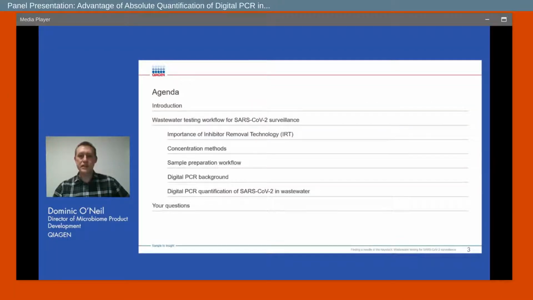So on our agenda for today is an introduction on the importance of wastewater surveillance for SARS-CoV-2, and then we'll go into the wastewater testing workflow that we have been developing at QIAGEN, starting with the importance of inhibitor removal technology, discussing some of the concentration methods that we've looked at, and ending with the full sample preparation workflow. And then Colin will provide some digital PCR background, as well as data on digital PCR quantification of SARS-CoV-2 in wastewater. And at the end, we have time for questions.